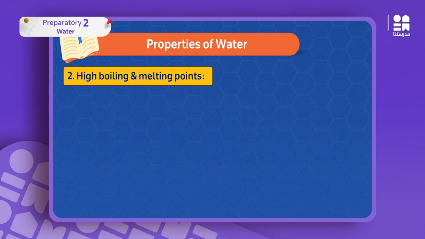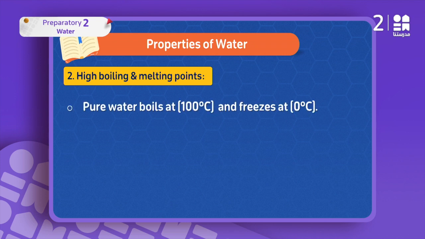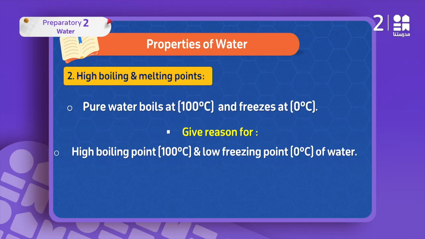Number 2 from the physical properties of water, it has high boiling point and high melting points. لازم نبقى عارفين ان ال pure water boils at 100 degree و it freezes at 0 degree. طيب يجي يسألني هنا سؤال يقول لي ايه؟ give reason for ليه الووتر عندها high boiling point 100 degree؟ ده رقم كبير جدا. وكمان water freezes at 0 degree ده يعتبر برضو رقم مش قليل.